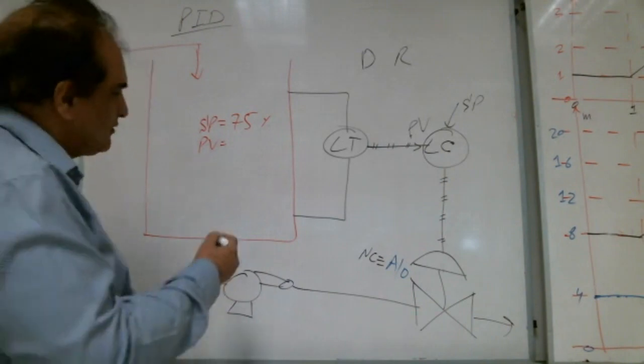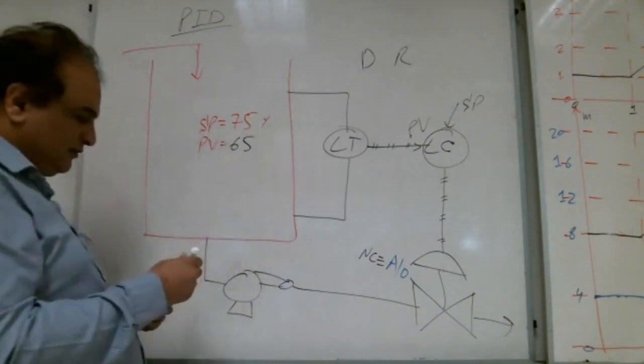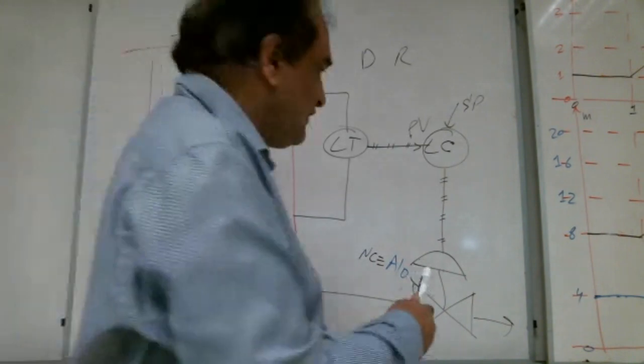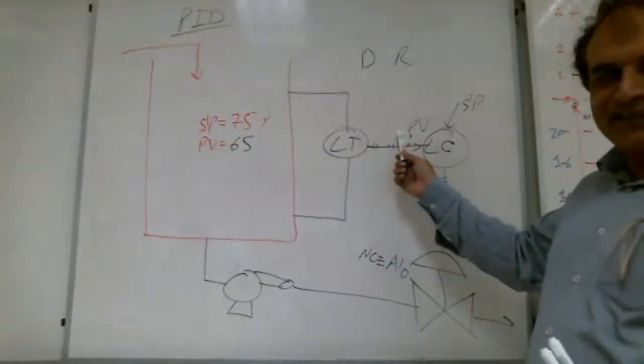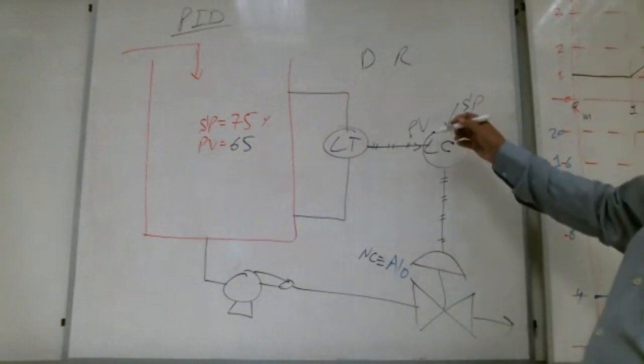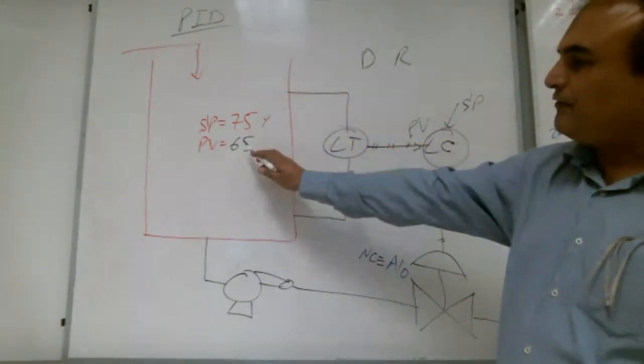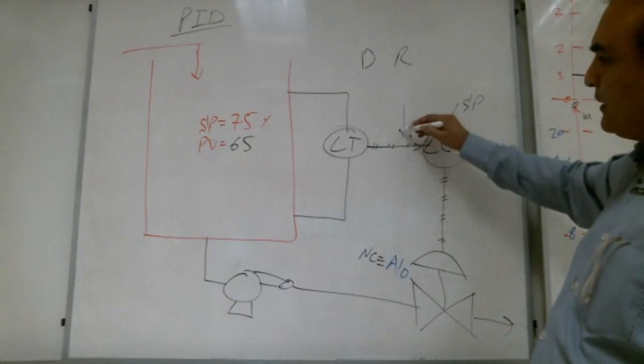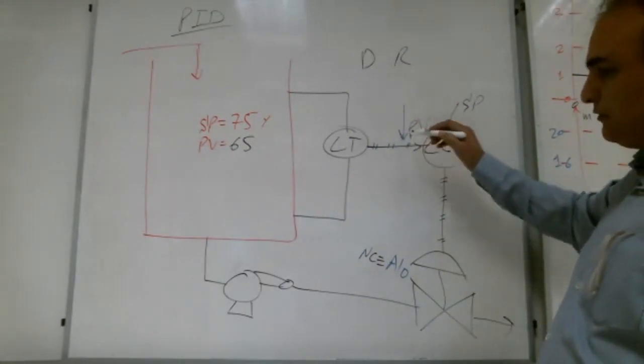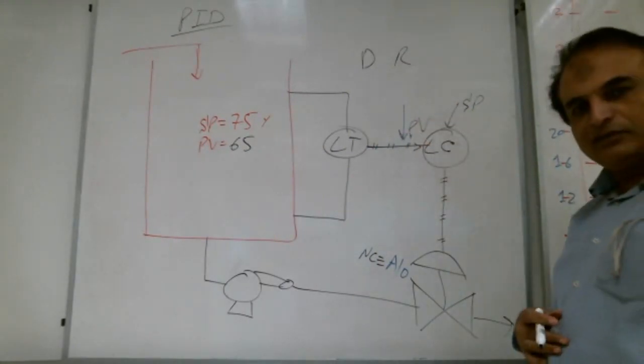65. Okay. Sorry. Is the signal here more than needed or less than needed? Here it is less than needed. We want to hit 75, and it is 65. So less than needed, right?